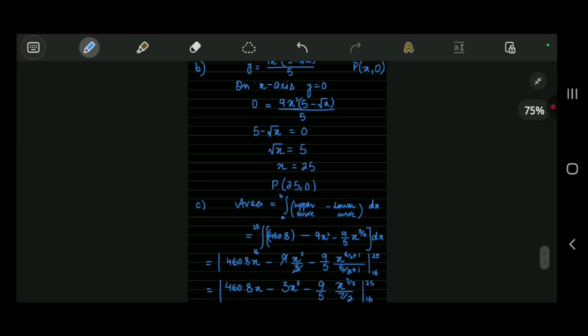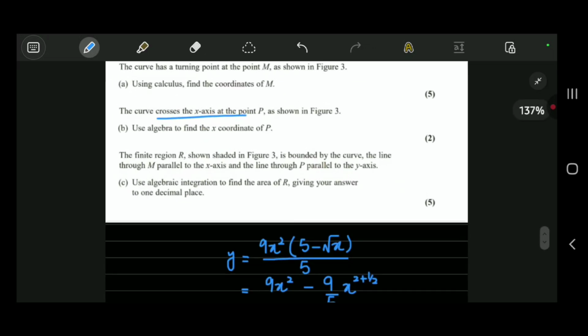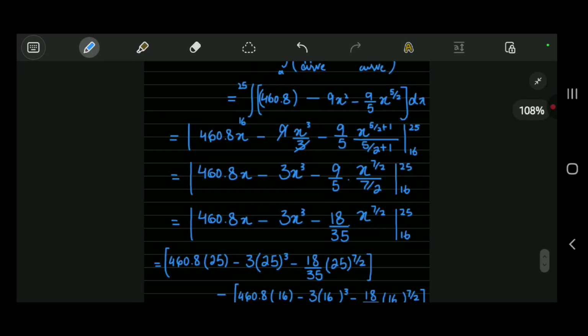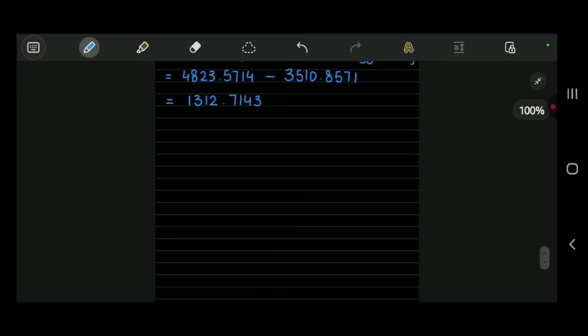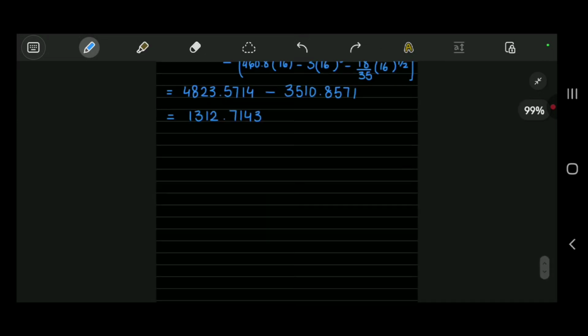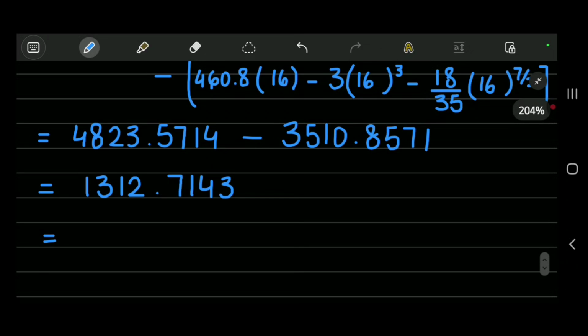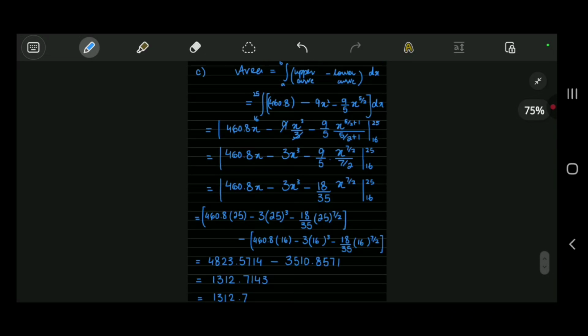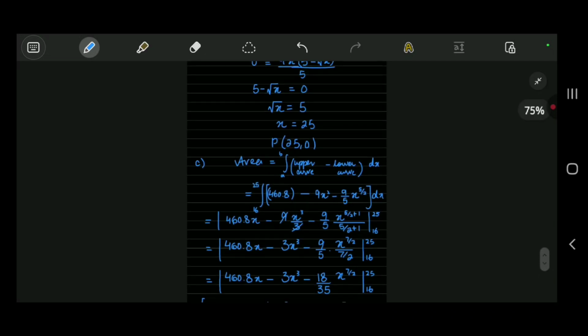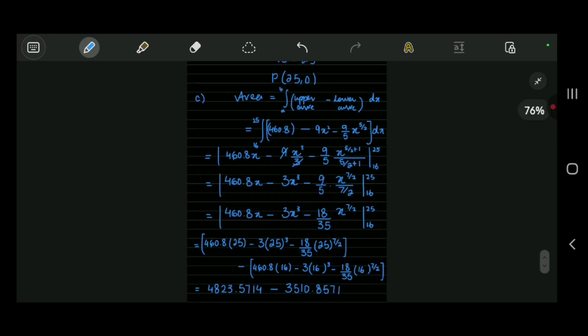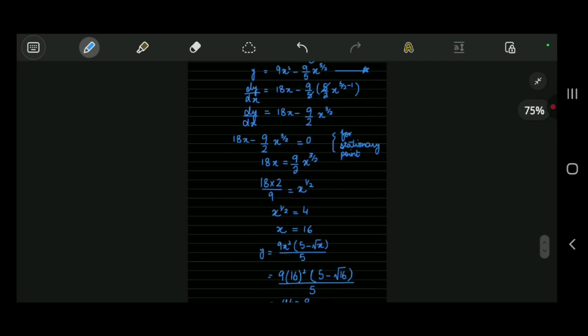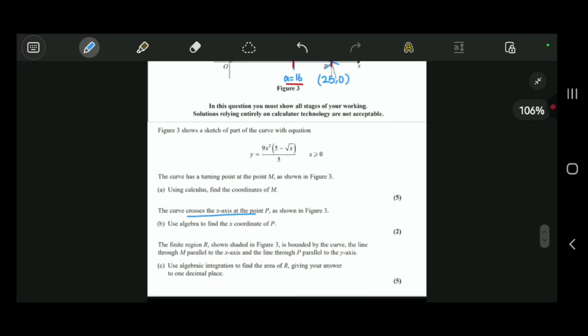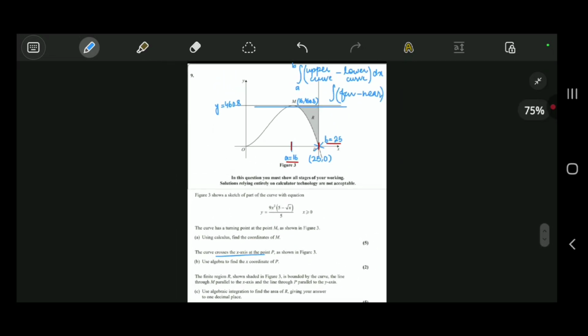Okay, and do we have any reservation, like we need to give our answer up to one decimal place? Yeah, so we need to give it up to one decimal place, just 1312.7. Okay, that's all of your working for this area of the region R and the previous parts also. This is your question number 9.